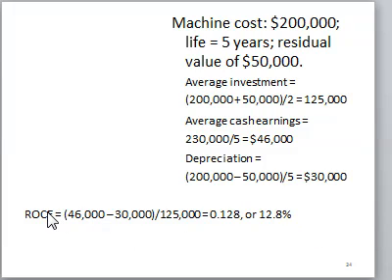So our return on capital employed will be our 46, which is our profit, minus depreciation, then divided by our average investment, and then we get a return of 12.8%. We cannot make a conclusion on this unless you have a target return on capital employed.